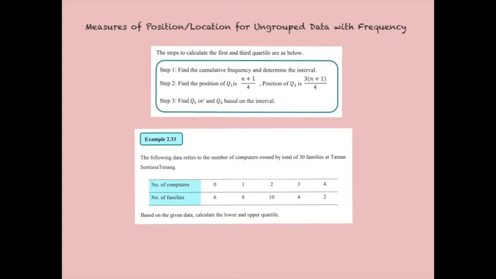Right now, we are going to learn how to calculate the measure of positions, quartile 1 and quartile 3 for ungrouped data with frequency. So, I hope you remember what is ungrouped data with frequency. If you look at example 2.33 that we have right here, this is an example of ungrouped data with frequency. So the number of computers is x, variable x, and the number of families is our frequency.